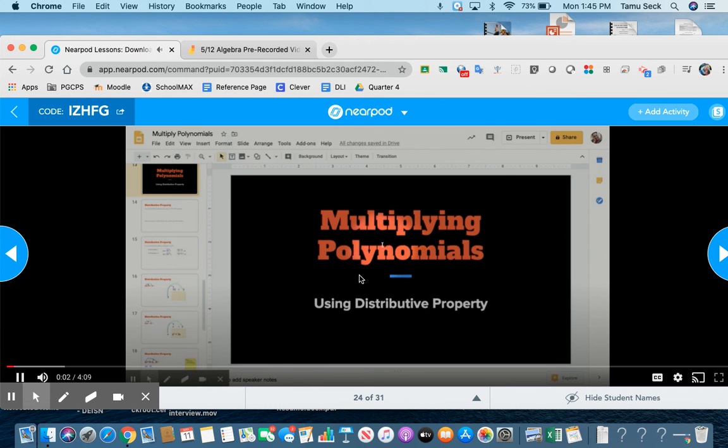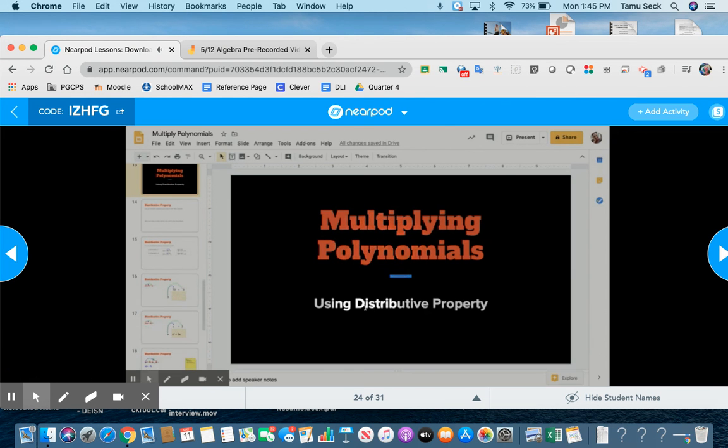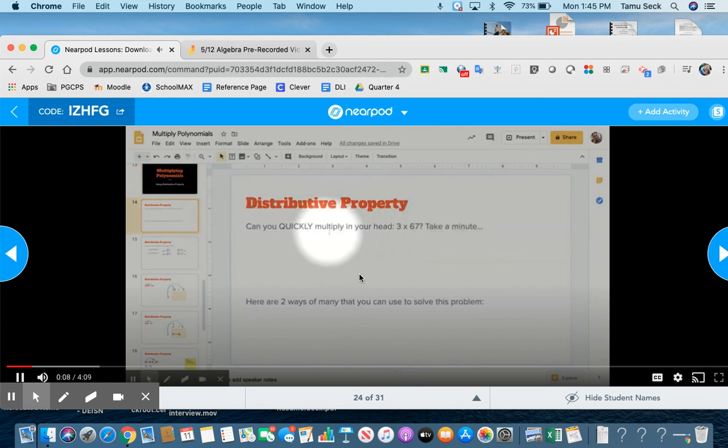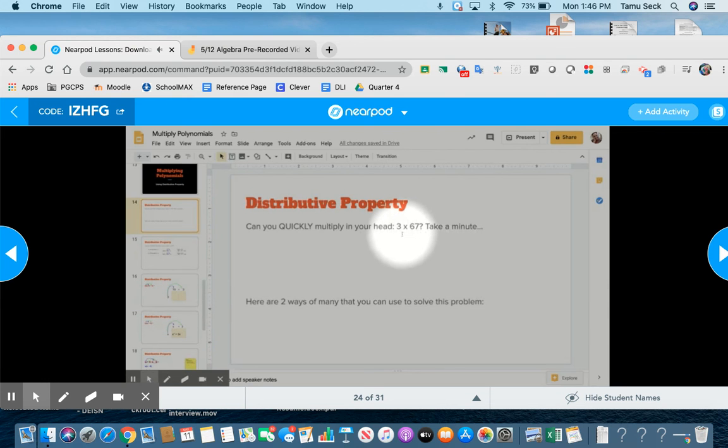Hi, we're going to multiply polynomials using the distributive property. Can you quickly multiply in your head 3 times 67? All right, just take a minute. 3 times 67. Here are two ways of many that you can use to solve this problem.